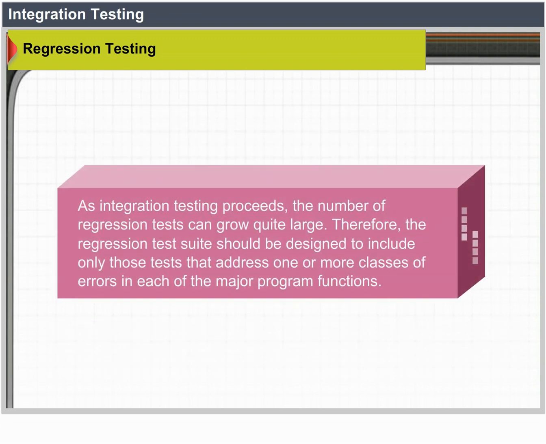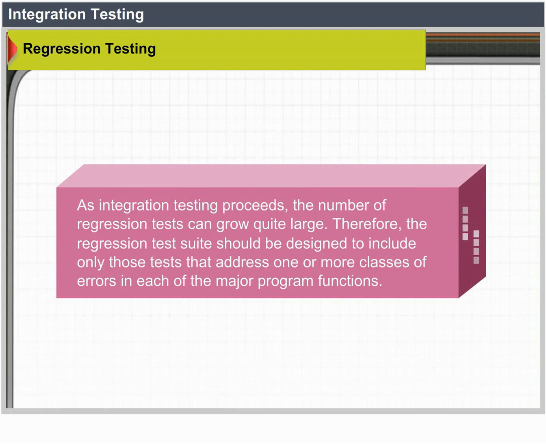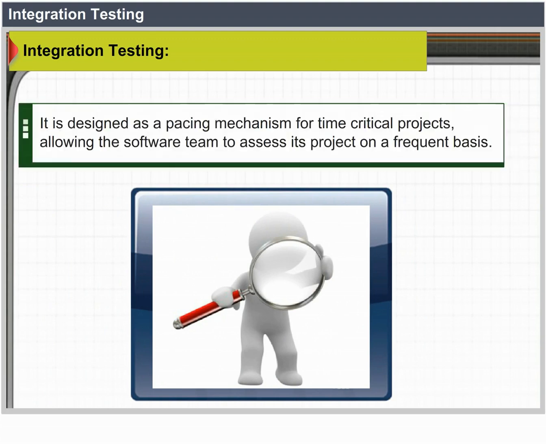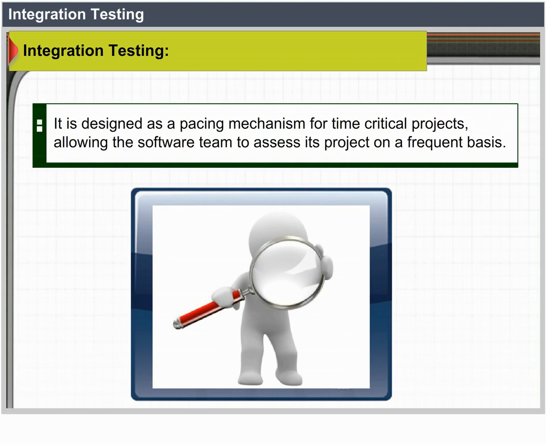As integration testing proceeds, the number of regression tests can grow quite large. Therefore, the regression test suite should be designed to include only those tests that address one or more classes of errors in each of the major program functions. Smoke testing. It is an integration testing approach that is commonly used when software products are being developed. It is designed as a pacing mechanism for time-critical projects, allowing the software team to assess its project on a frequent basis.